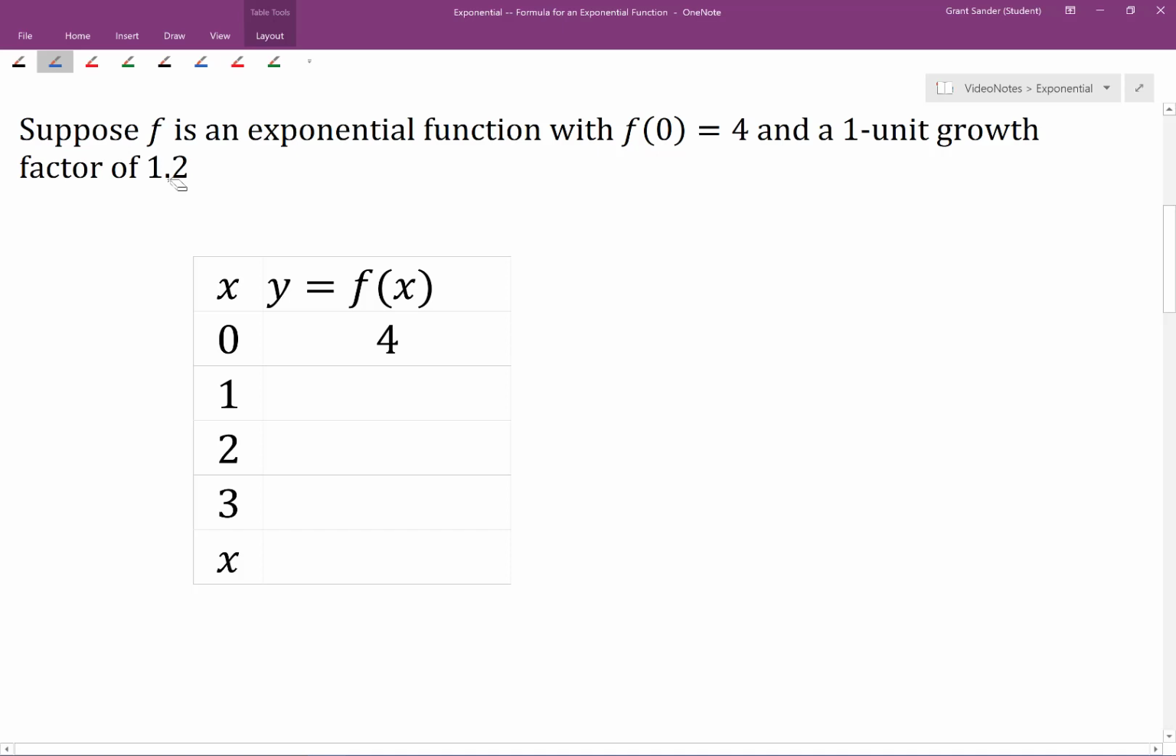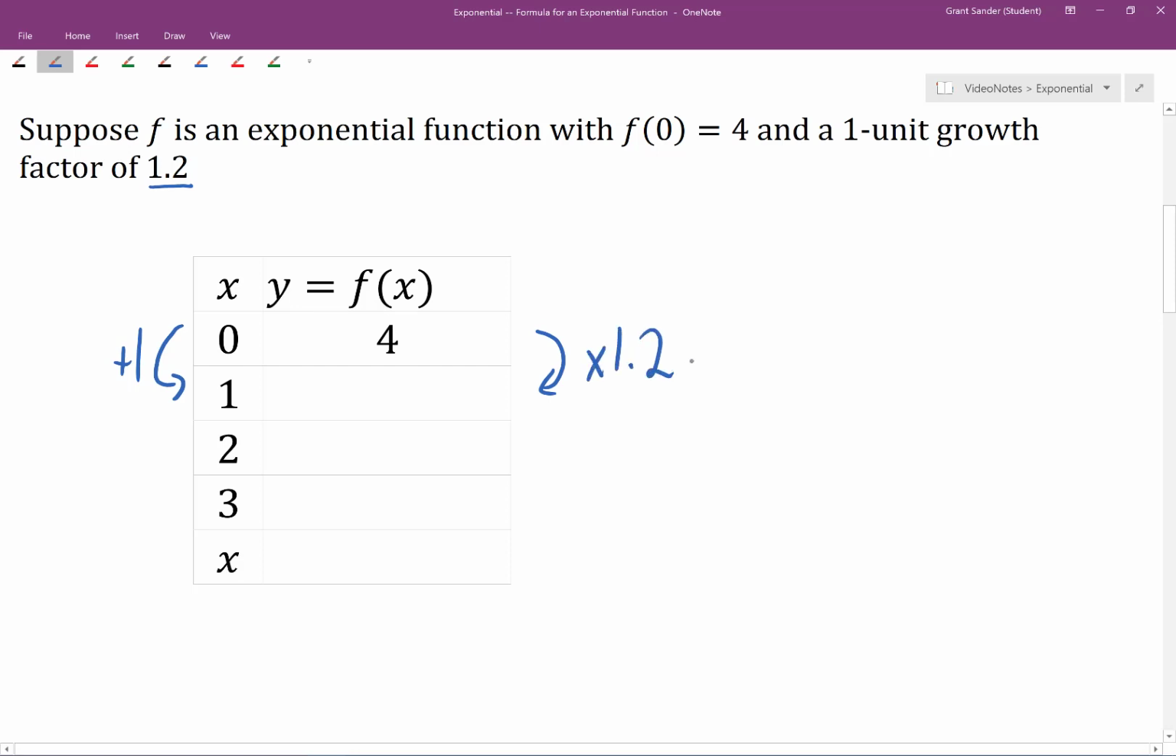In this video, we will develop formulas for exponential functions when we know their one-unit growth factor as well as a pair of reference values. So suppose f is an exponential function with f of 0 equal to 4 and a one-unit growth factor of 1.2. This 1.2 means that anytime x changes by 1, y will become 1.2 times as large.